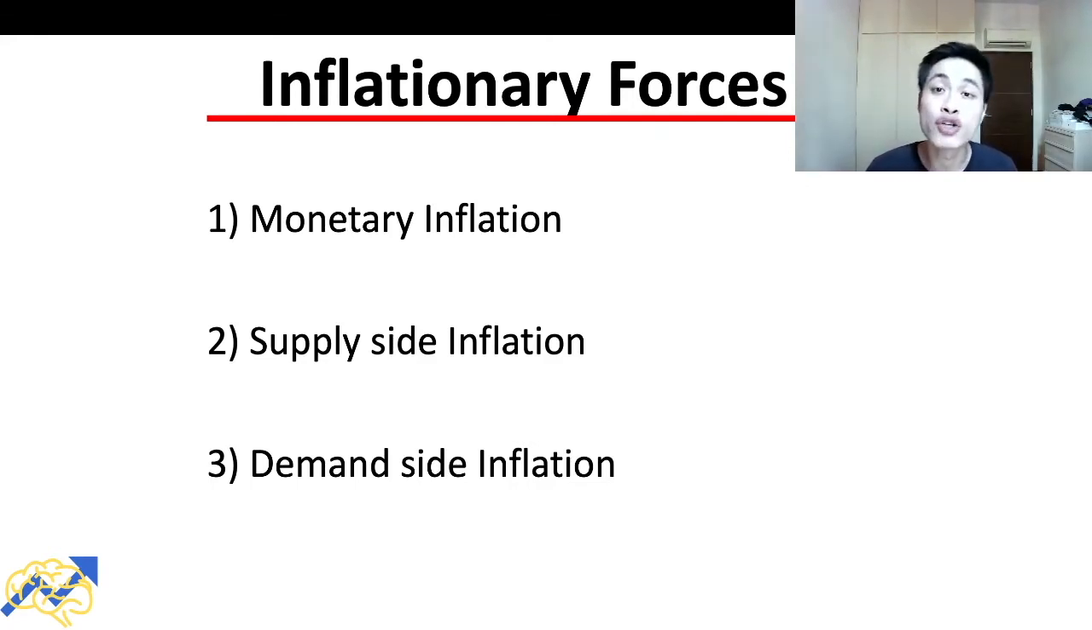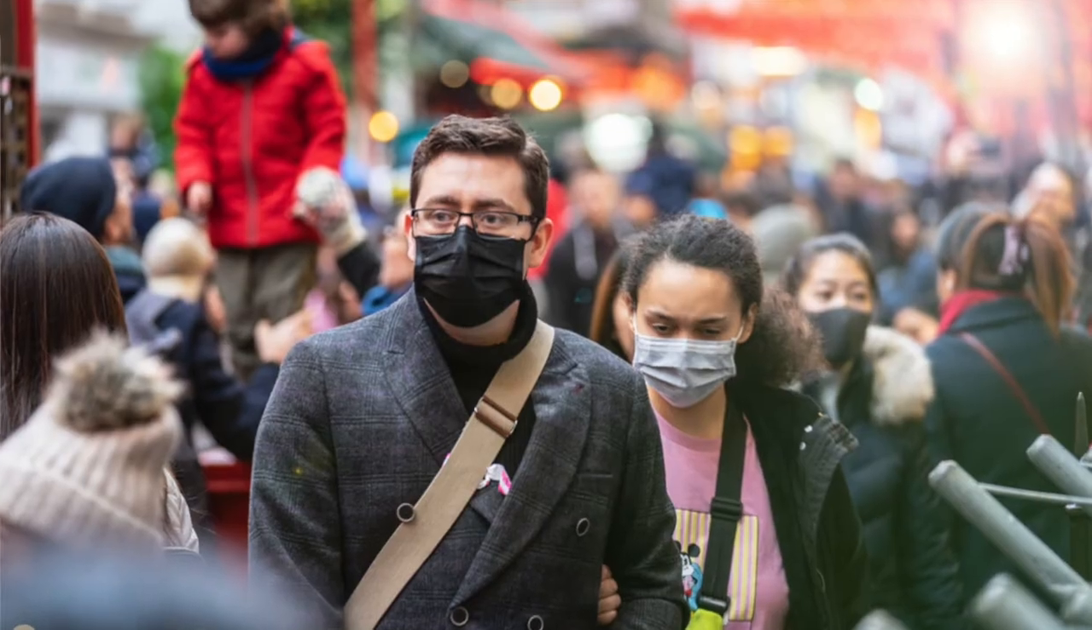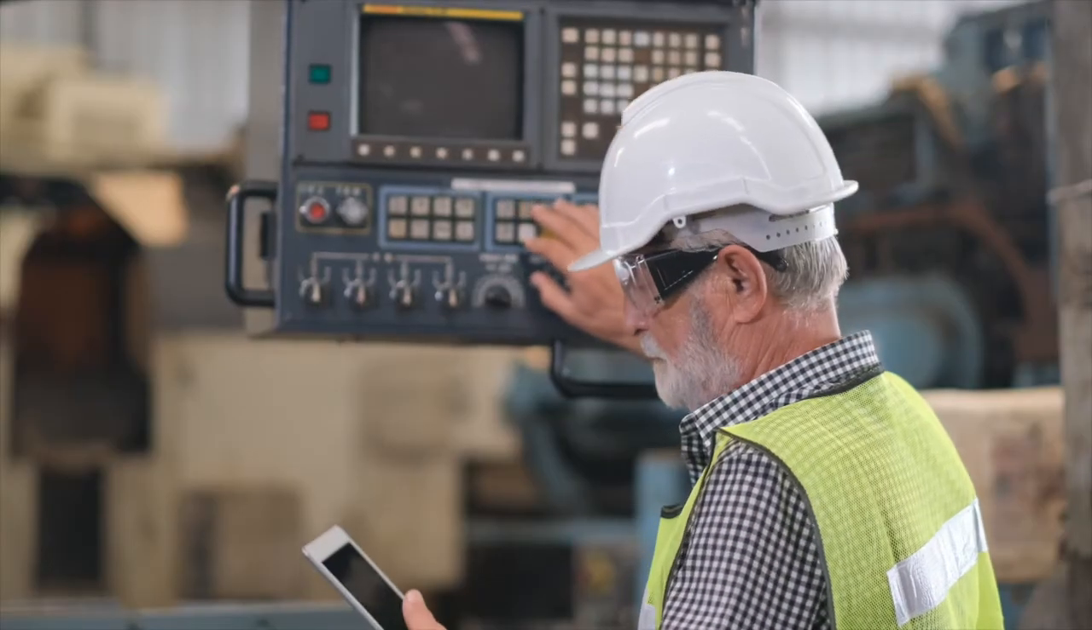The other two inflationary forces, which are supply side inflation and demand side inflation, which we are currently experiencing right now, though they contribute to inflation, I do not believe they contribute much to inflation, especially in the longer run. Because both the supply side inflation and demand side inflation are mainly caused by the pandemic. The pandemic affected supply chains and affected demand.